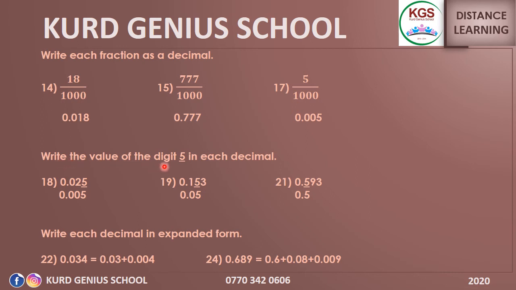Write the value of the digit 5 in each decimal. Number 18, 25 thousandths. What is the value of this 5 here? It's very easy.